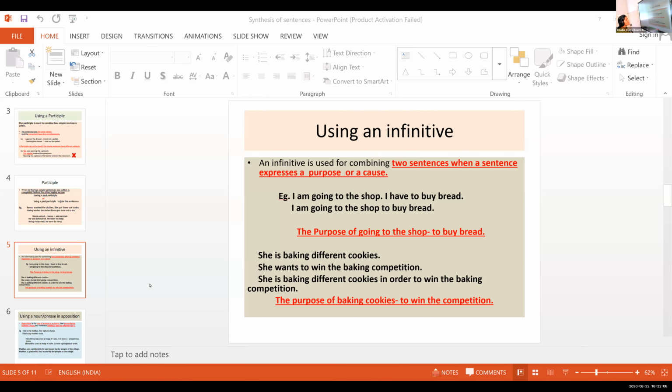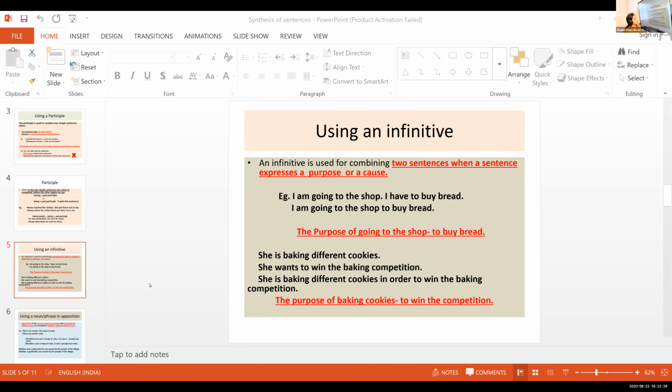So what is my purpose of going to the shop, kids? To buy the bread. So you combine the sentence. Now, Lynette, how can the sentence be written with the help of an infinitive? I am going to the shop to buy bread. Excellent. So I just removed 'I have', and by adding 'to buy bread', we combined two different simple sentences into a new simple sentence.